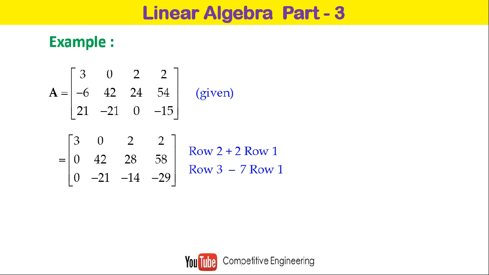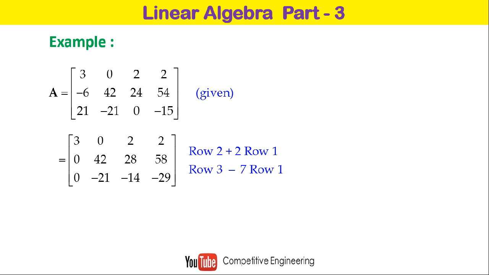For the third row I want to convert this 21 into 0. So what I can do is row 3 minus 7 times row 1. So 21 minus 7 times 3, that is 21, equal to 0. So I will get 0 here, and minus 21 minus 7 into 0 is equal to minus 21 itself. 0 minus 7 into 2 is 0 minus 14, that's minus 14. Then minus 15 minus 7 into 2, that is minus 15 minus 14, equal to minus 29. So I got this form.